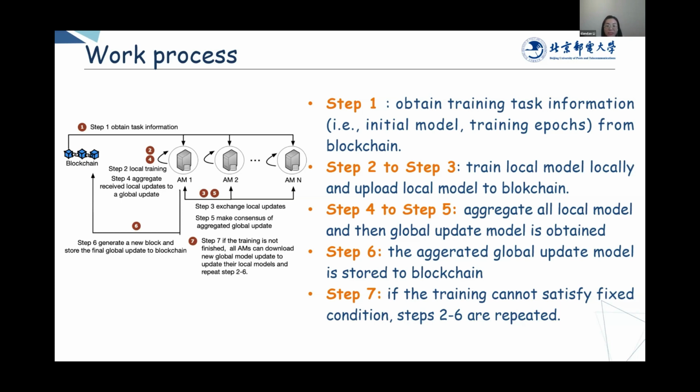Step four to step five, a certain AS aggregates all local models and the global update model is obtained. Step six, the aggregated global update model is stored to a blockchain. Step seven, if the training can't satisfy the conditions, step two to six are repeated.